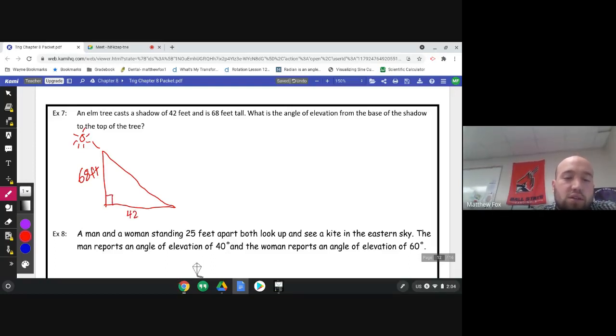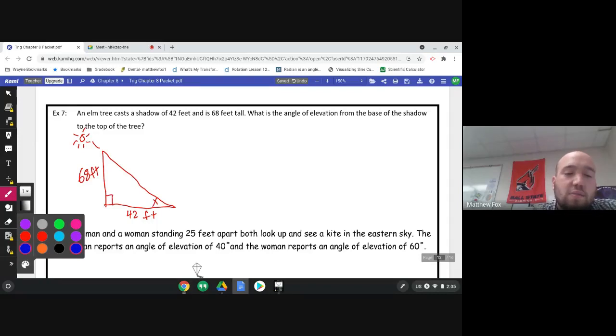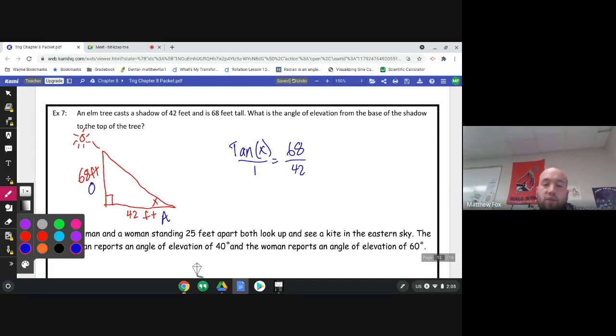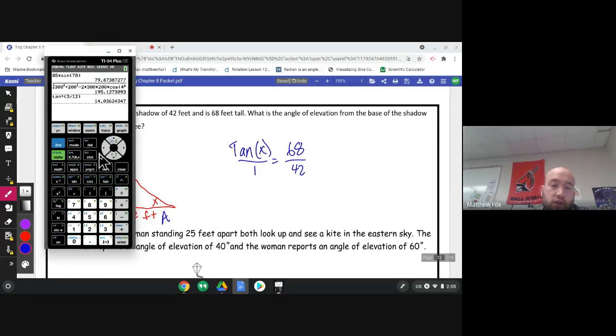And now this one is actually surprisingly a lot like the last one. It says, what is the angle of elevation from the base of the shadow to the top of the tree? Angle of elevation goes up. So what is this? Now it's set up differently, but the last one, remember we had our O and our A. So it's the tangent of x will equal 68 over 42. Okay, all we have to do is take that inverse tangent. So second tangent, 68 divided by 42, close it, hit enter, and we will get x to be 58.3 degrees.